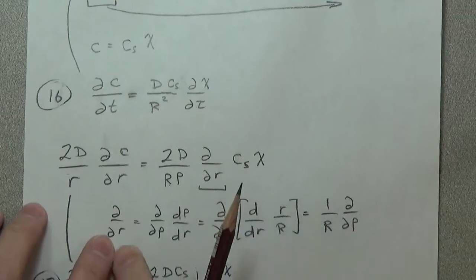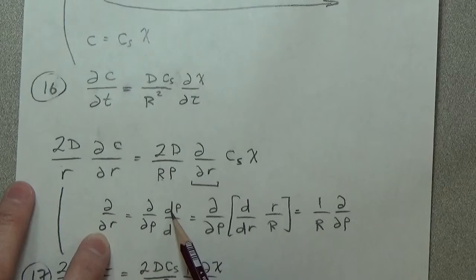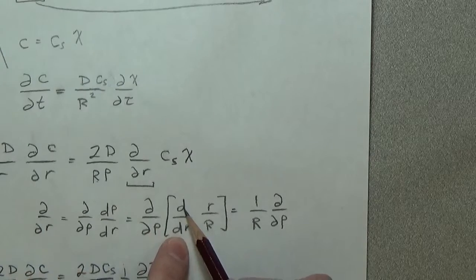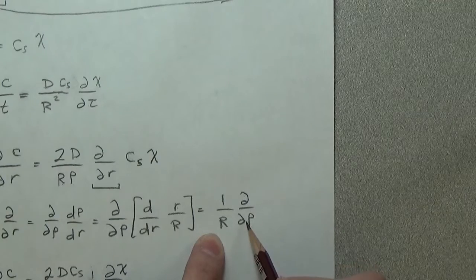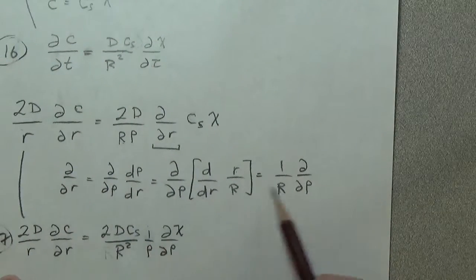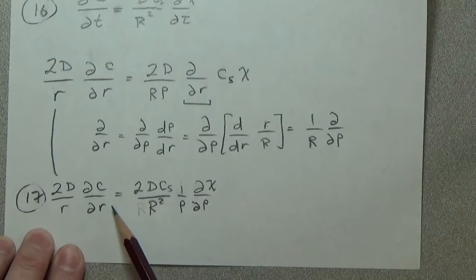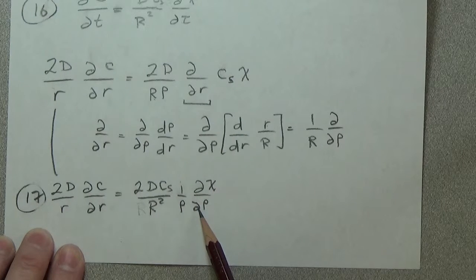So the d by dr, well, we know from chain rule that d by dr can be d rho dr, and then that means that this d rho dr can be d by dr of r over R, which gives us 1 over R d rho, which means that we substitute this into here, and we get 2 D over r dc by dr is equal to 2 D Cs over R squared, 1 over rho d chi d rho. So that's going to be one of the terms that goes into our equation. That's number 17.